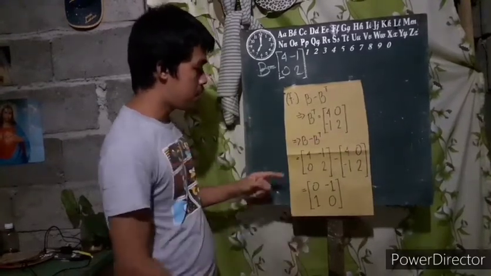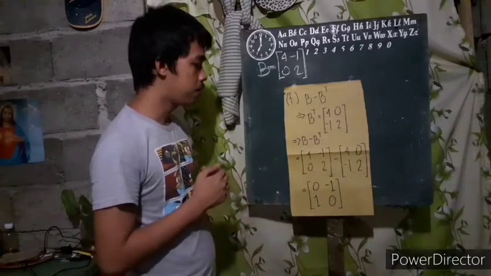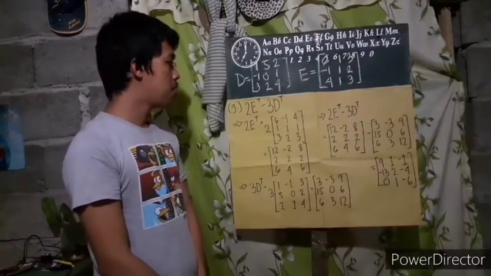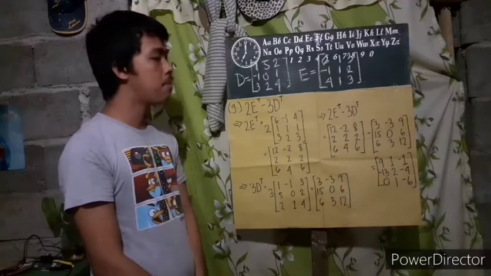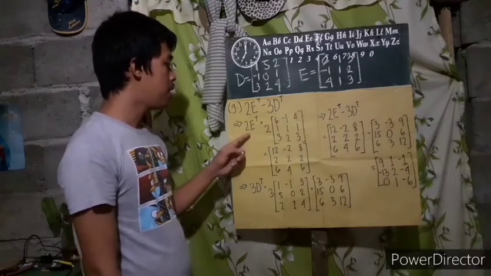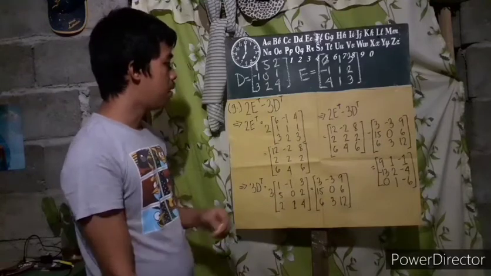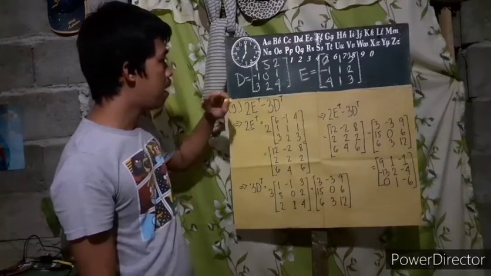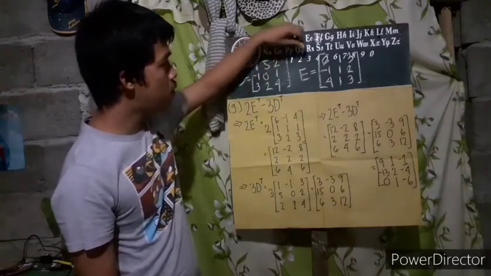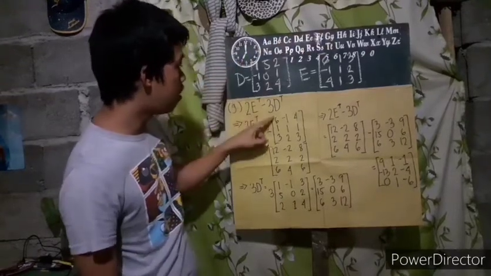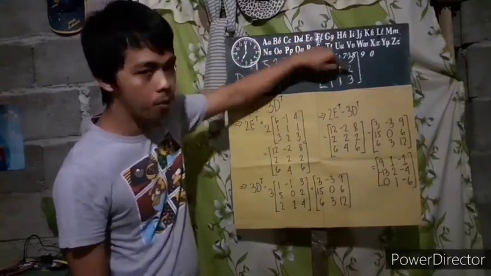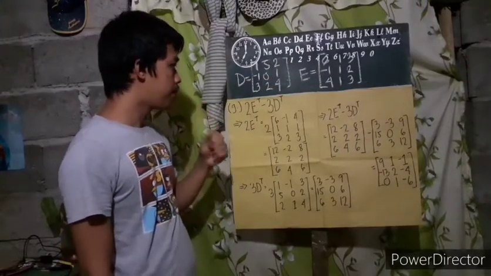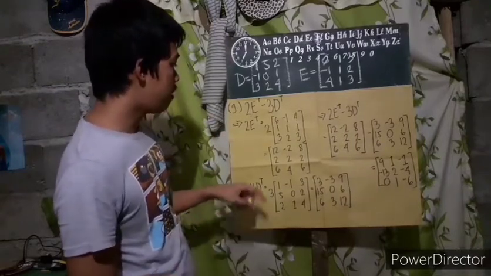So the result is 0, -1, 1, 0. In G, we have 2 multiplied by transpose E minus 3 multiplied by transpose D. First, we need to find 2 multiplied by transpose E. We have a matrix of E here, so just find the transpose of E. So just simply row into column, and row into column. Then multiply the elements of transpose E by 2, so we come up with this result.